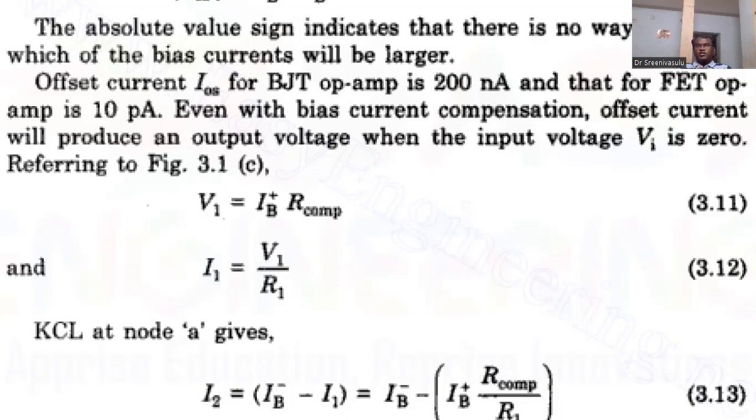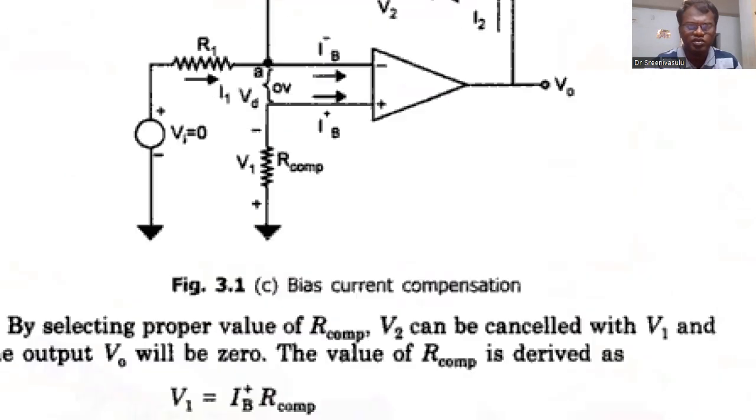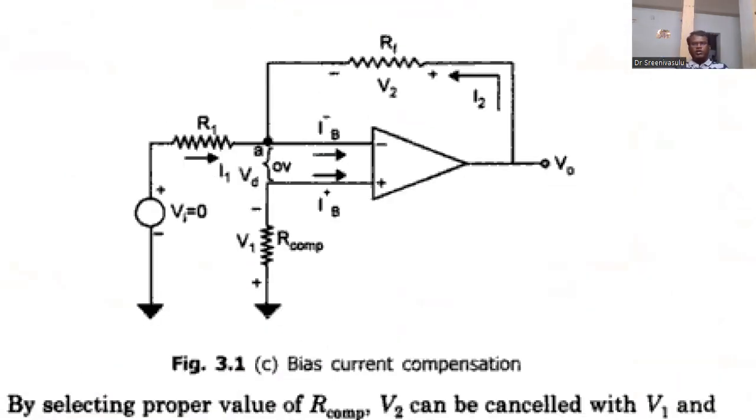Even with the bias current compensation, offset current will produce an output voltage with input voltage VA equal to 0. So that is our problem. Now the circuit diagram that we have seen previously, again I will show that circuit diagram. The same circuit diagram we apply here for input bias current compensation and input offset current compensation. The circuit diagram is this one.